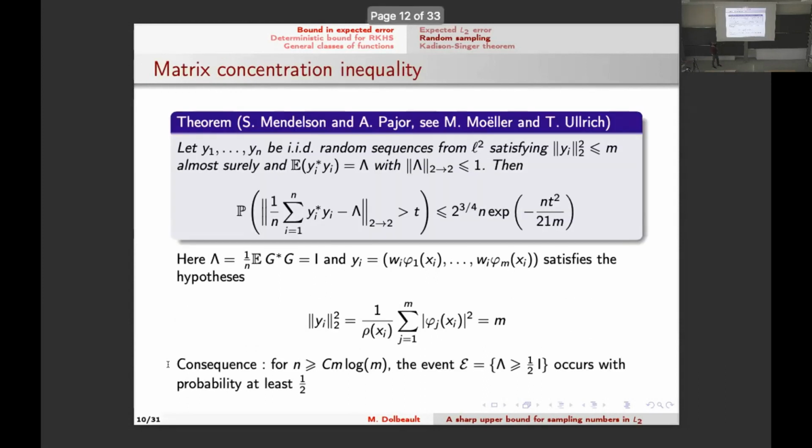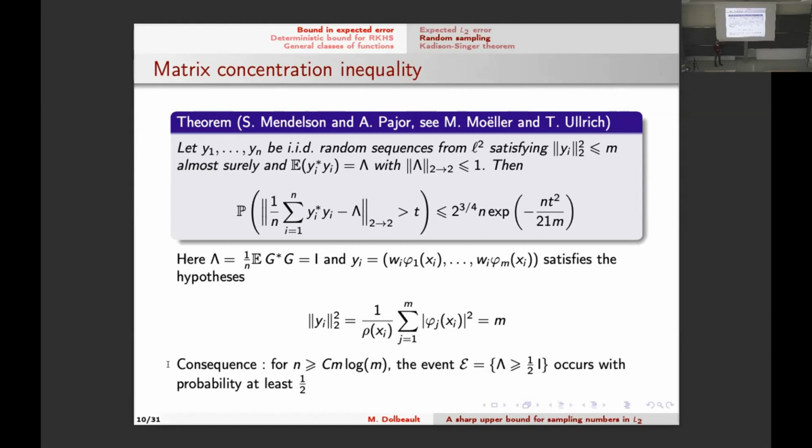Oh, okay, I forgot something. This works only with high probability, because here it's probability larger than t and then exponential in t. So I can take t close to 0, but not exactly 0.